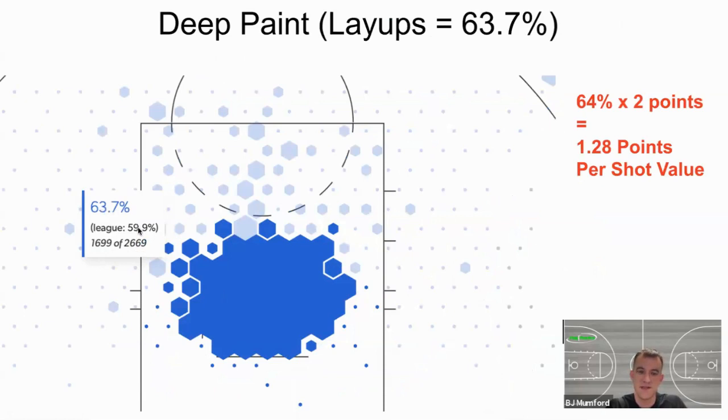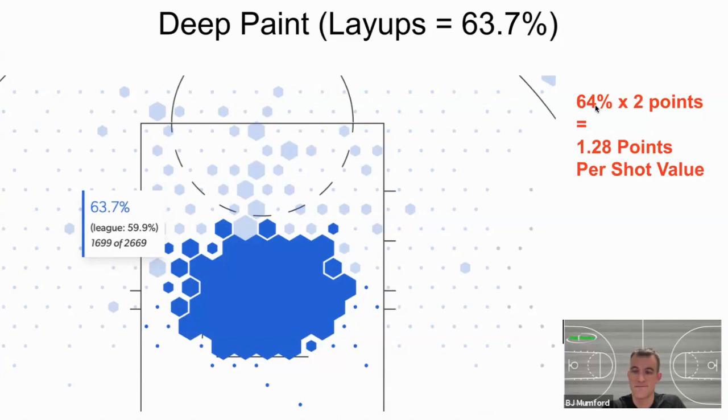And the differential here is even noticeable. They're making 63.7%. The rest of the league is averaging 59.9%. So they got a margin, even on layups. For whatever reason, their offense is creating better quality shots. So given 63.7%, I just rounded up to 64% to make the math a little simpler for you to follow.